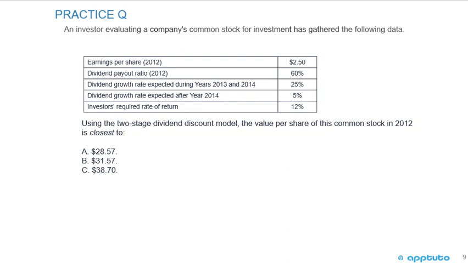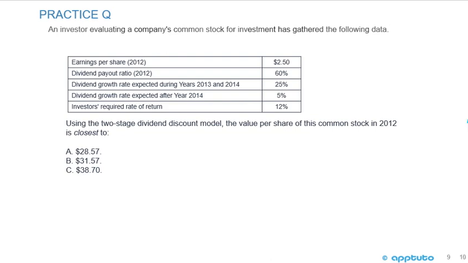So now when I go back up and look at the table, it says an investor evaluating a company's common stock for investment has gathered the following information. Earnings per share in 2012, $2.50. Dividend payout in 2012, 60%. Dividend growth rate expected in 2013-14, 25%. After that, 2014, 5% sustainable growth rate, and an investor's required rate of return, 12%. So this question is just a straight out using the two-stage dividend discount model.